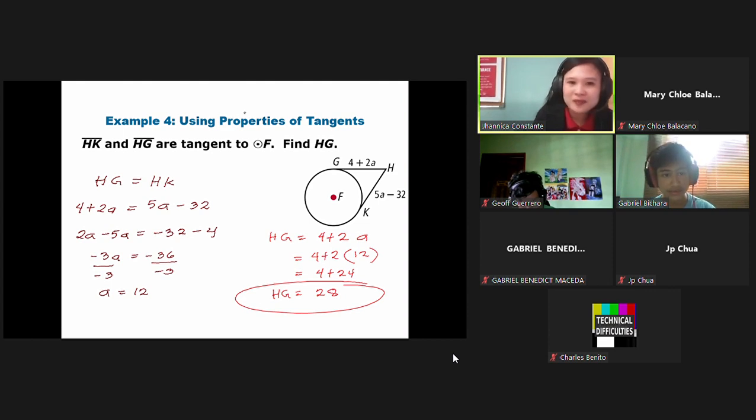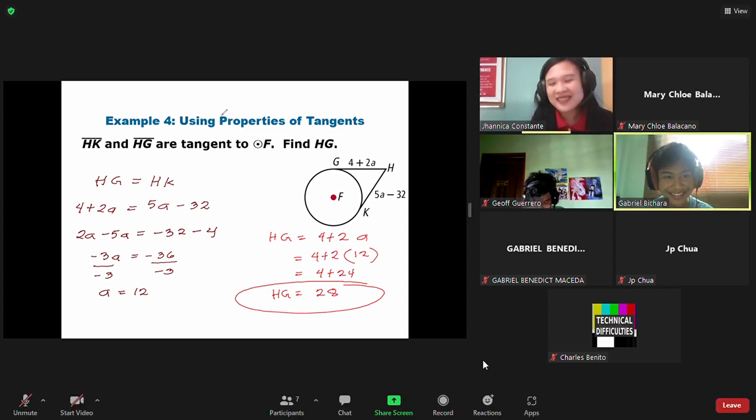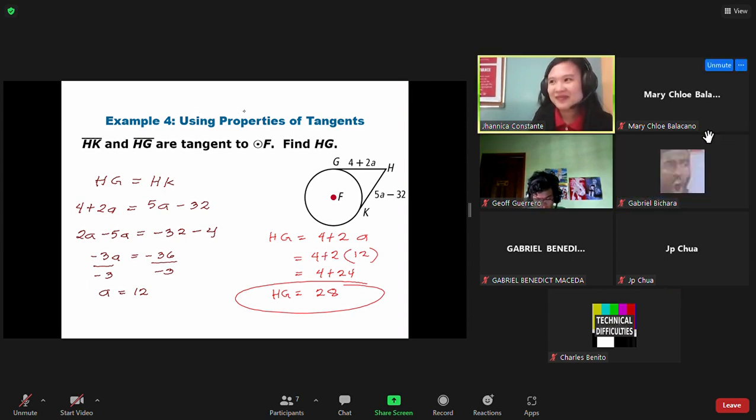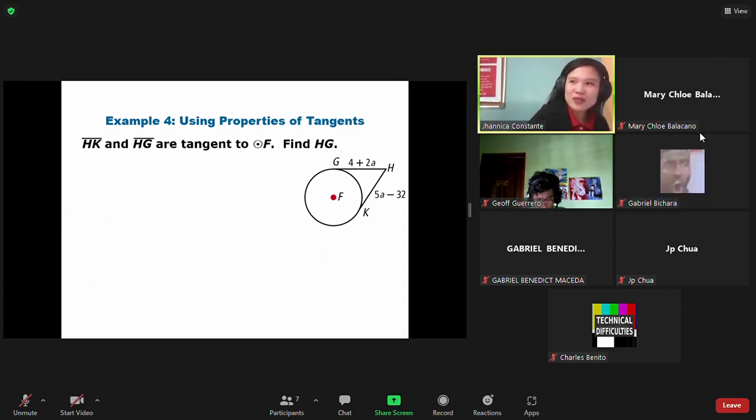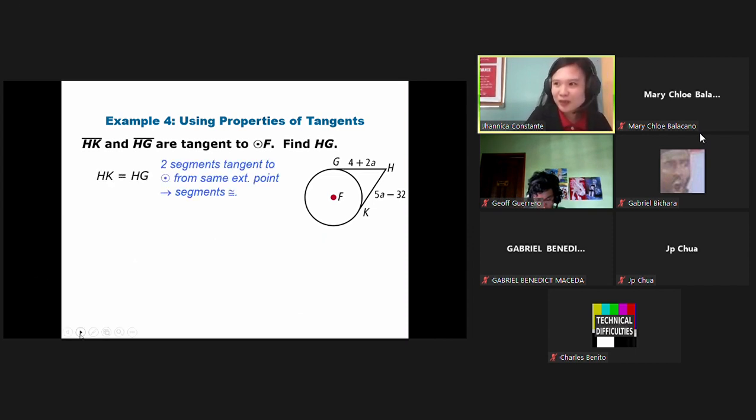Let's proceed with the next theorem that we have. Yes. May I use the CR? Yes, you may. Yes. Let's proceed with the next theorem that we have.